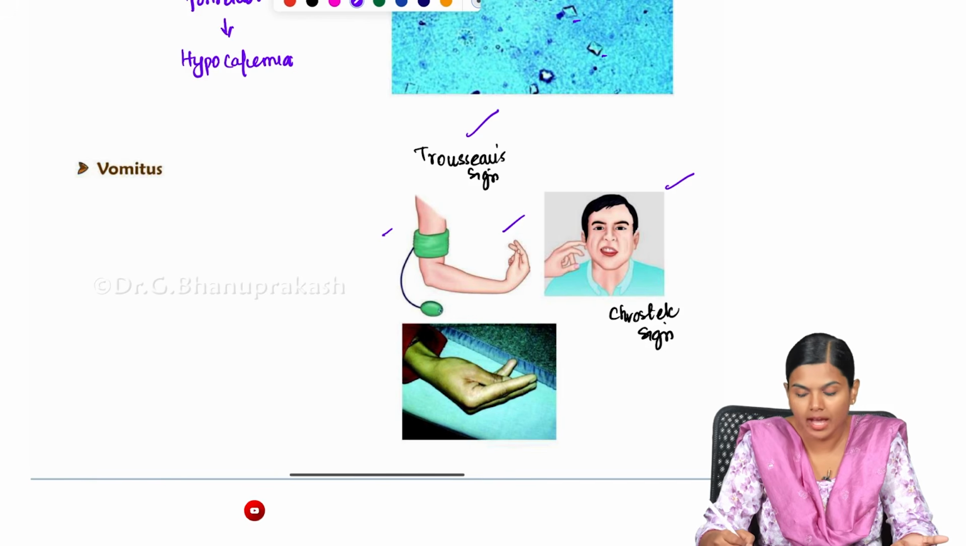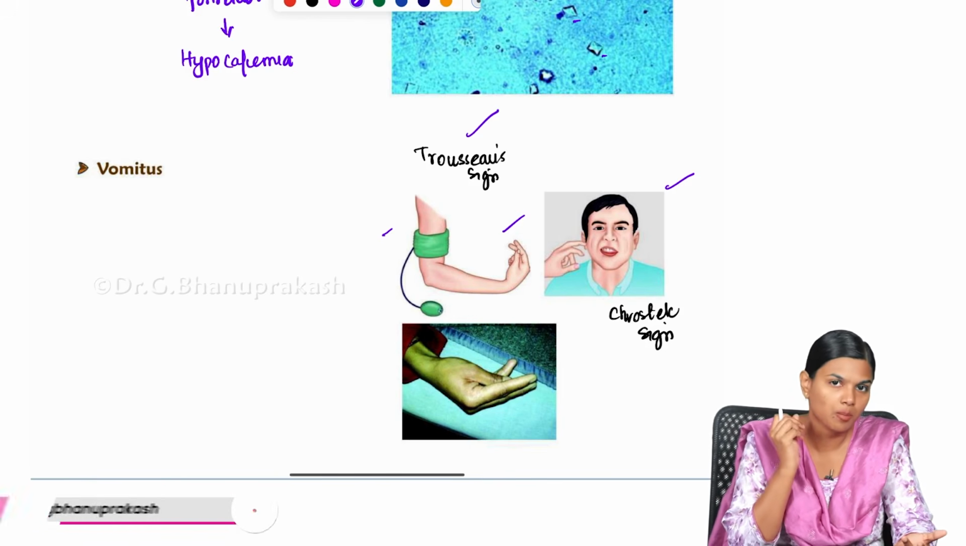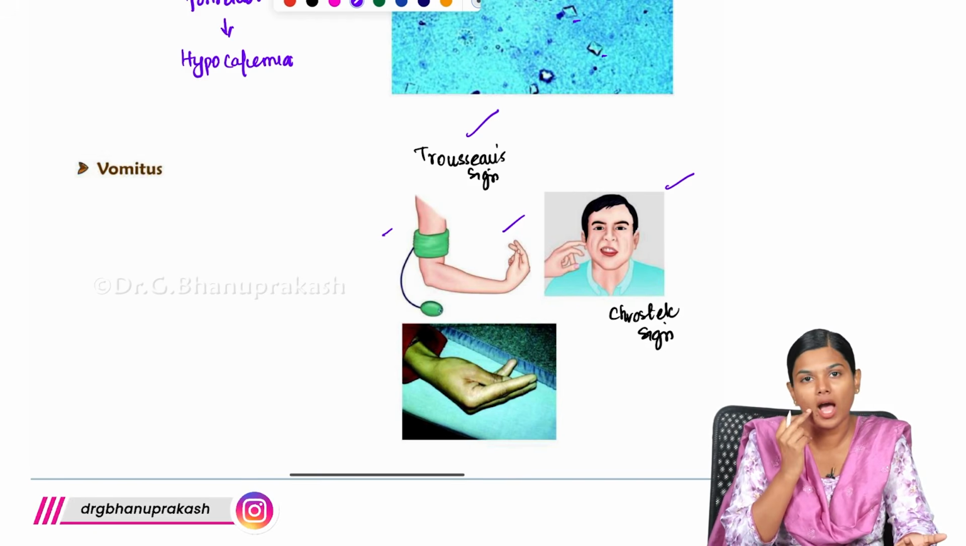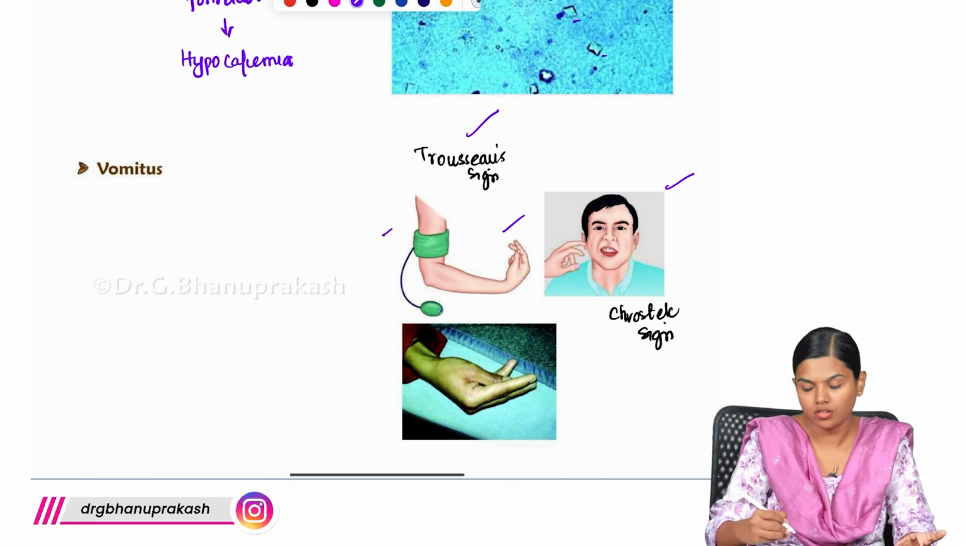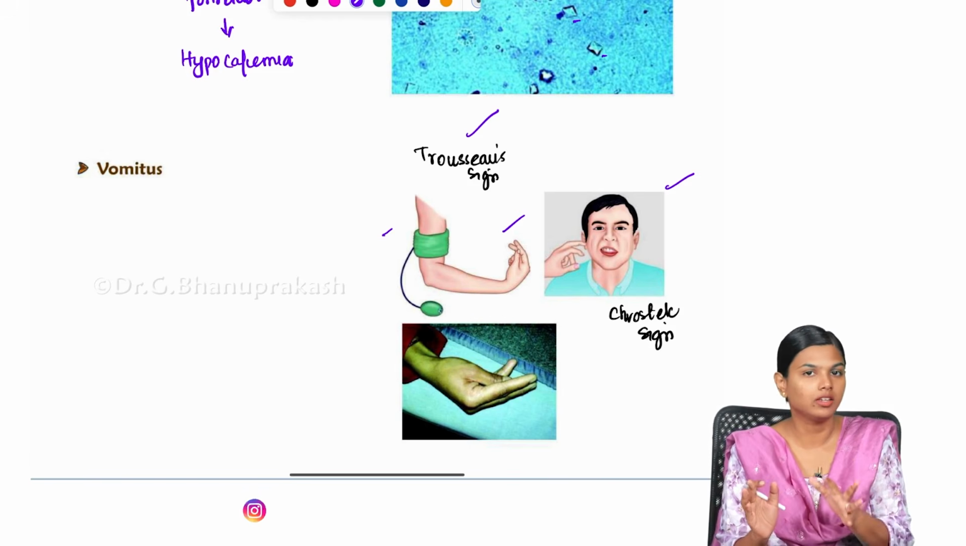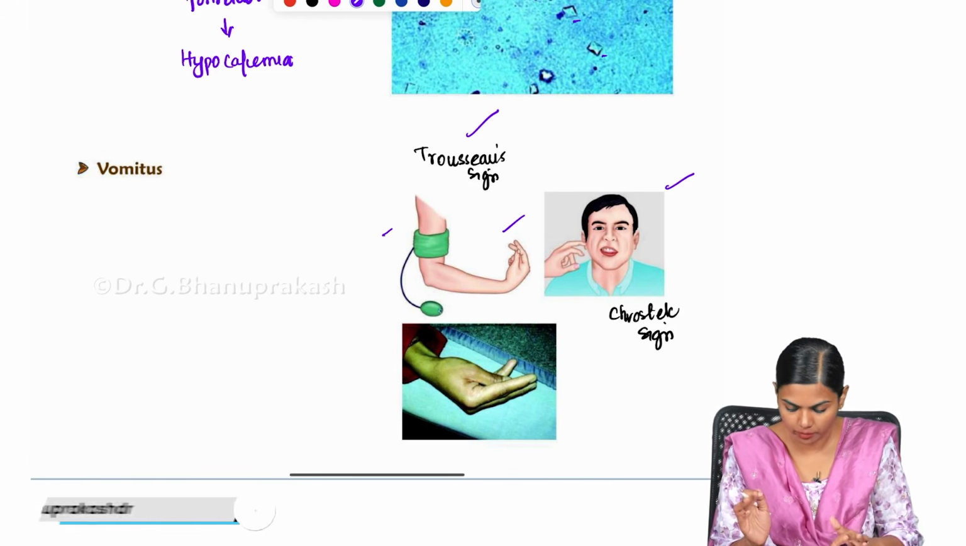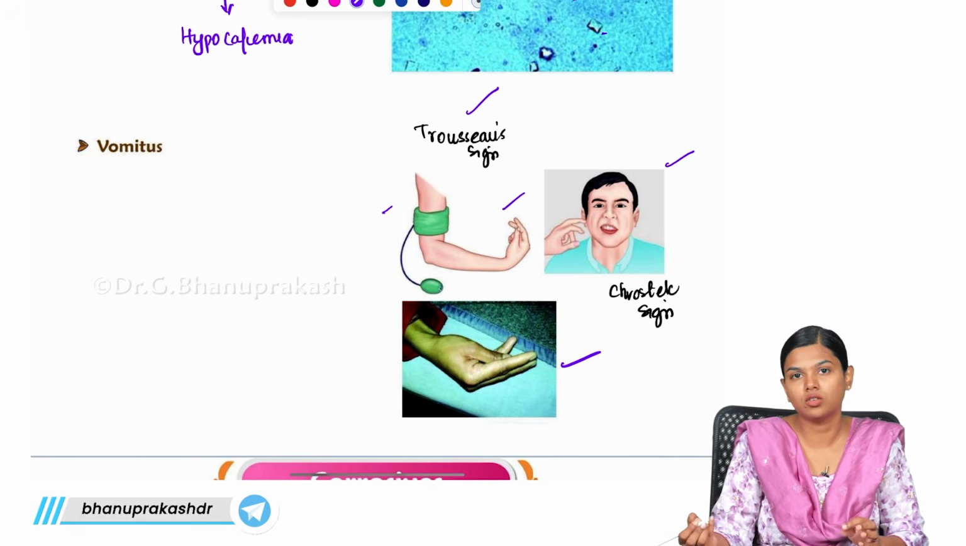And if you tap over the facial muscle here in front of the ear, the angle of the mouth will be retracted. So this is Chvostek sign and Trousseau's sign. Both happen in hypocalcemia conditions, and in oxalic acid poisoning you will be able to see these changes also. So this is how the fingers will look.